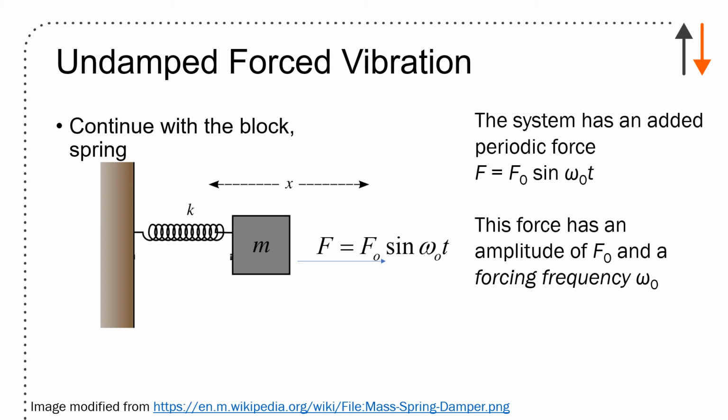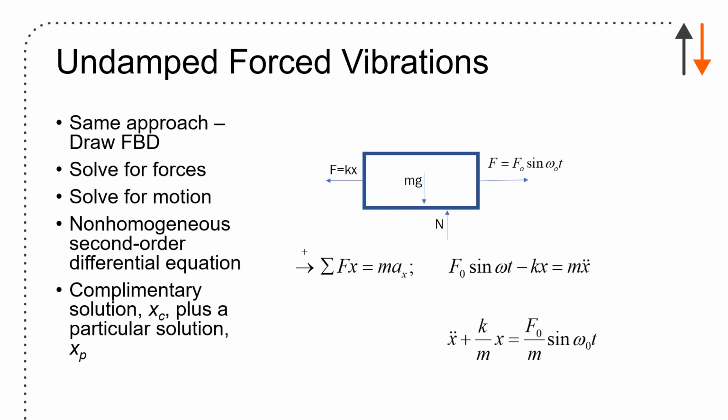Let's look at undamped forced vibration. So same system, same block. I have here a system that, again, is on a floor, but I've added a forcing function of F naught sine omega naught t. The force has an amplitude of F naught and a forcing frequency of omega. So in undamped forced vibration, we do the same thing. We draw the free body diagram, solve for the forces, solve for the motion.